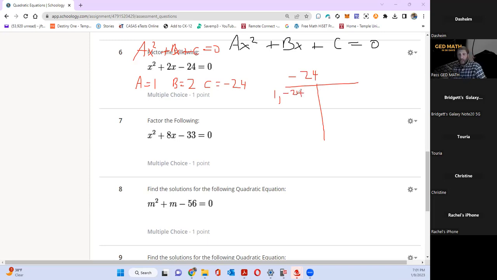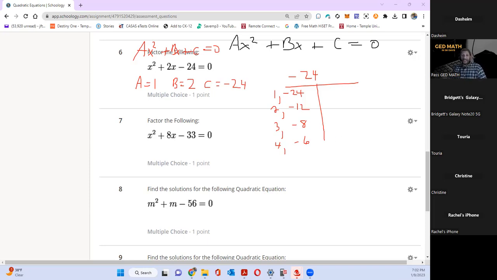And I want you to go in order: 1, 2, 3, 4, 5, 6. Go straight up in order. 2 times what to give you negative 24? Negative 12. 3 times what? Negative 8. 4 times what? Negative 6. 5 doesn't go into 24. 6 goes into 24, but we already used 6.